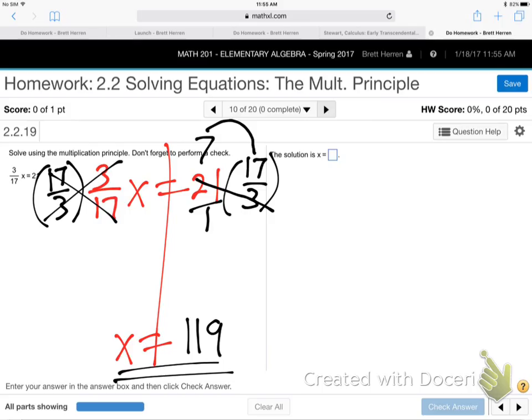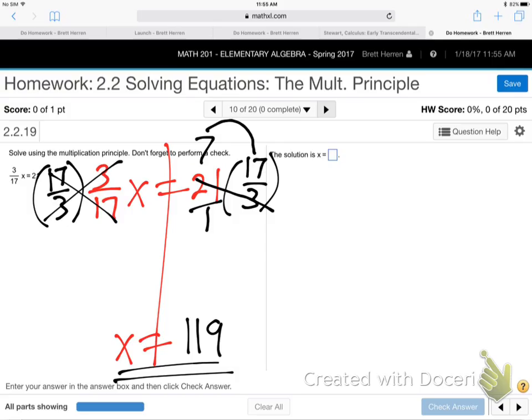Was that too quick? Does everybody see what happened there? Am I making sense there? So I looked at what was next to x. I multiplied both sides by the upside down, the reciprocal. Then over here, when it's a whole number, you put it over 1. 3 goes into 21 7 times. I cross cancel. Just use your calculator.